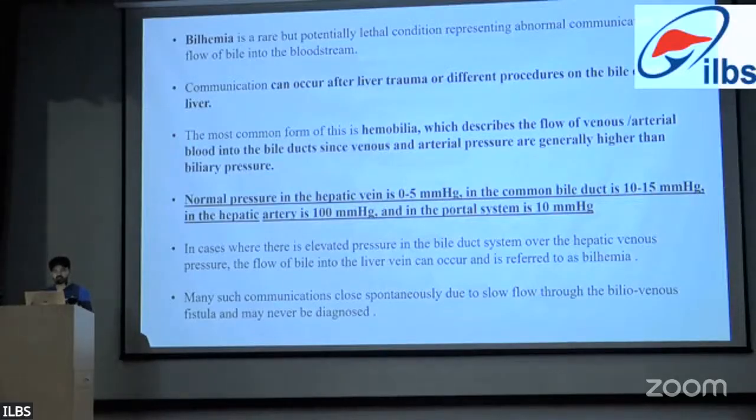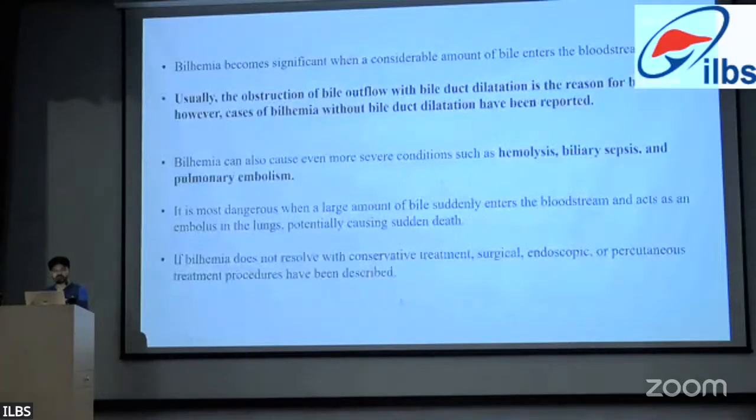Normally, the gradient required for bile to enter from the bile ducts into the bloodstream should be more than 10 mm Hg. If the gradient is less, the fistula will spontaneously close, and many such communications close spontaneously due to slow flow through the biliovenous fistula and may never be diagnosed. So bilhemia becomes significant when a considerable amount of bile enters the bloodstream.